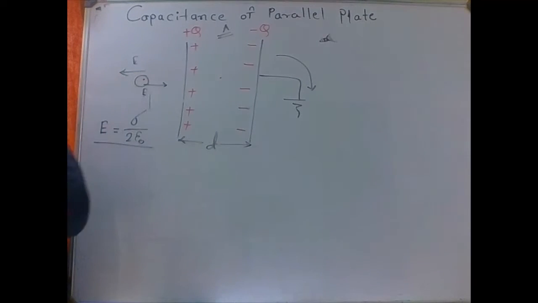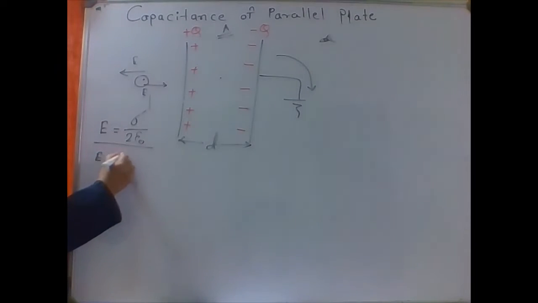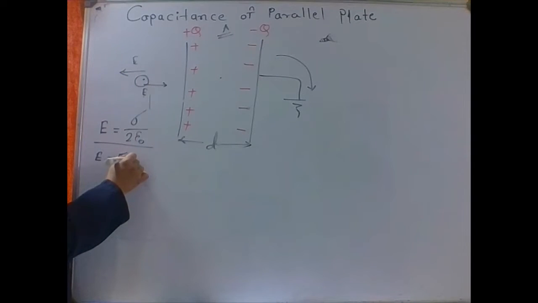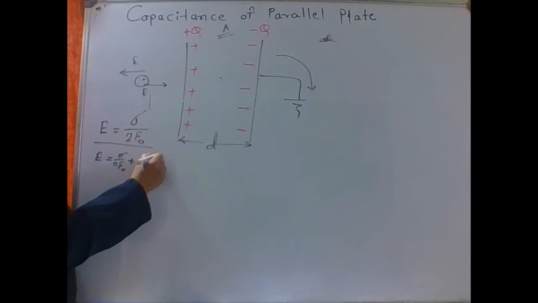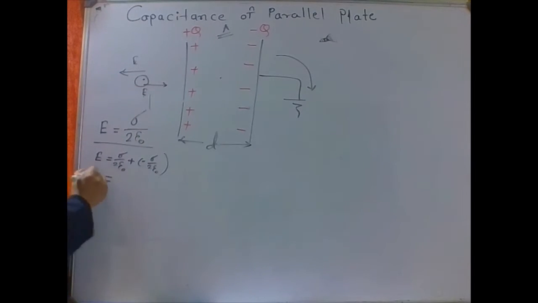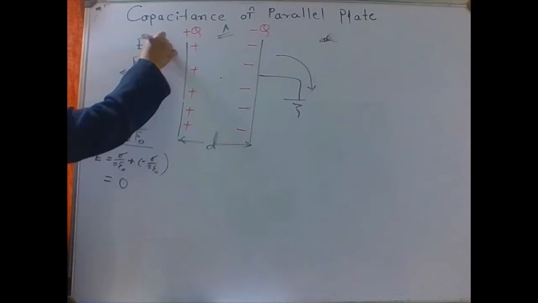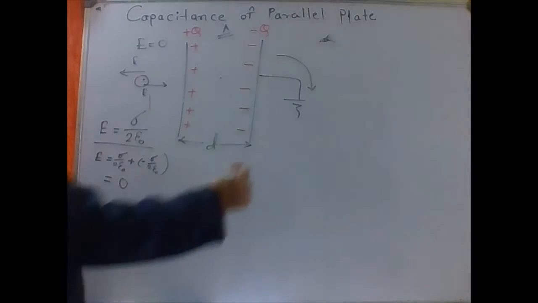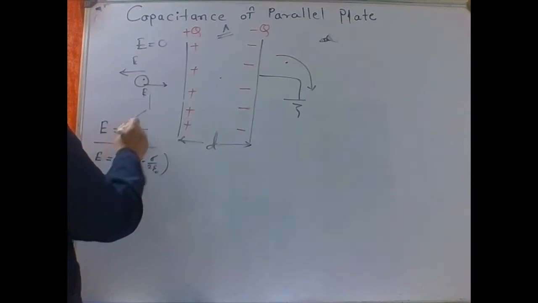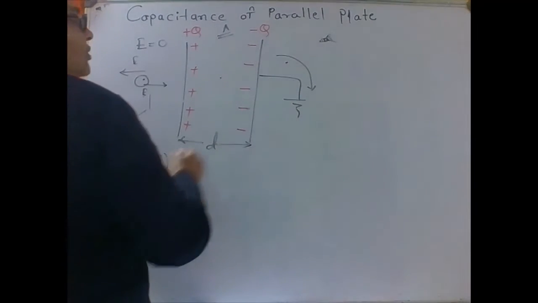Then what is the net electric field at this point? E is equal to sigma upon 2 epsilon 0 because of the positive charge, plus or minus sigma upon 2 epsilon 0. The minus indicates that these two are opposite in direction. Therefore, the electric field at this point is 0. Similarly, we consider a point here. What is the electric field? E is equal to sigma upon 2 epsilon 0.